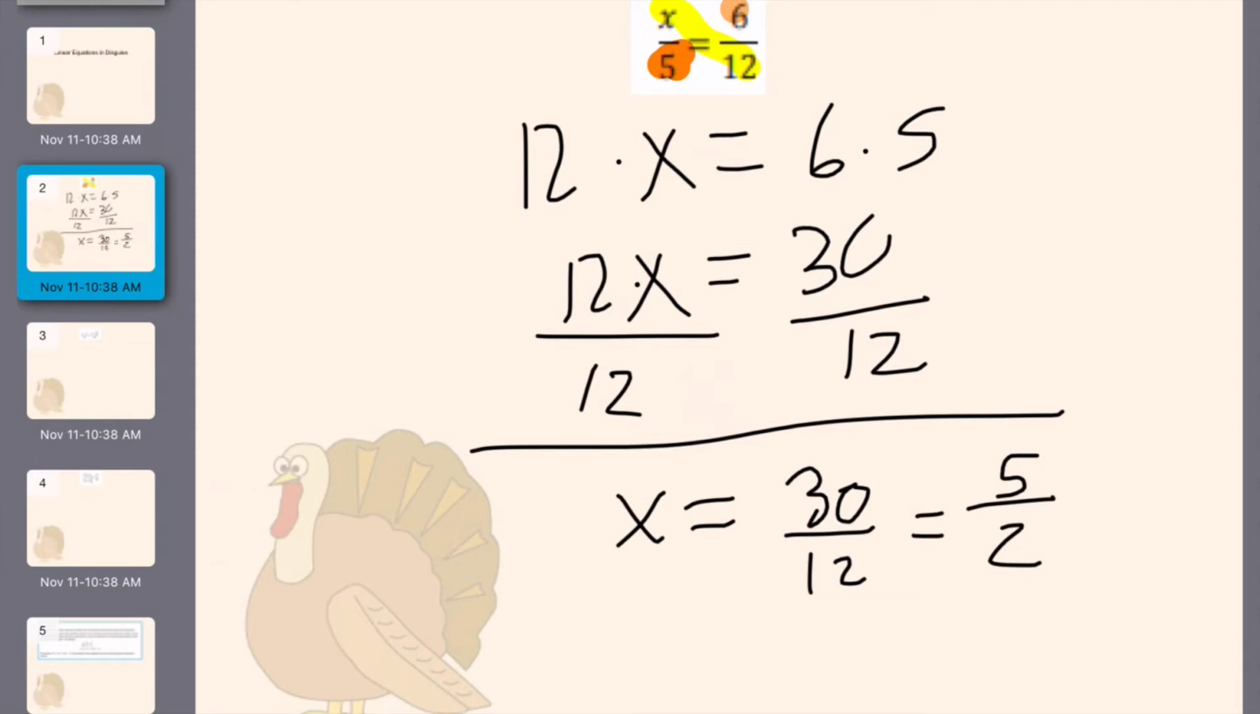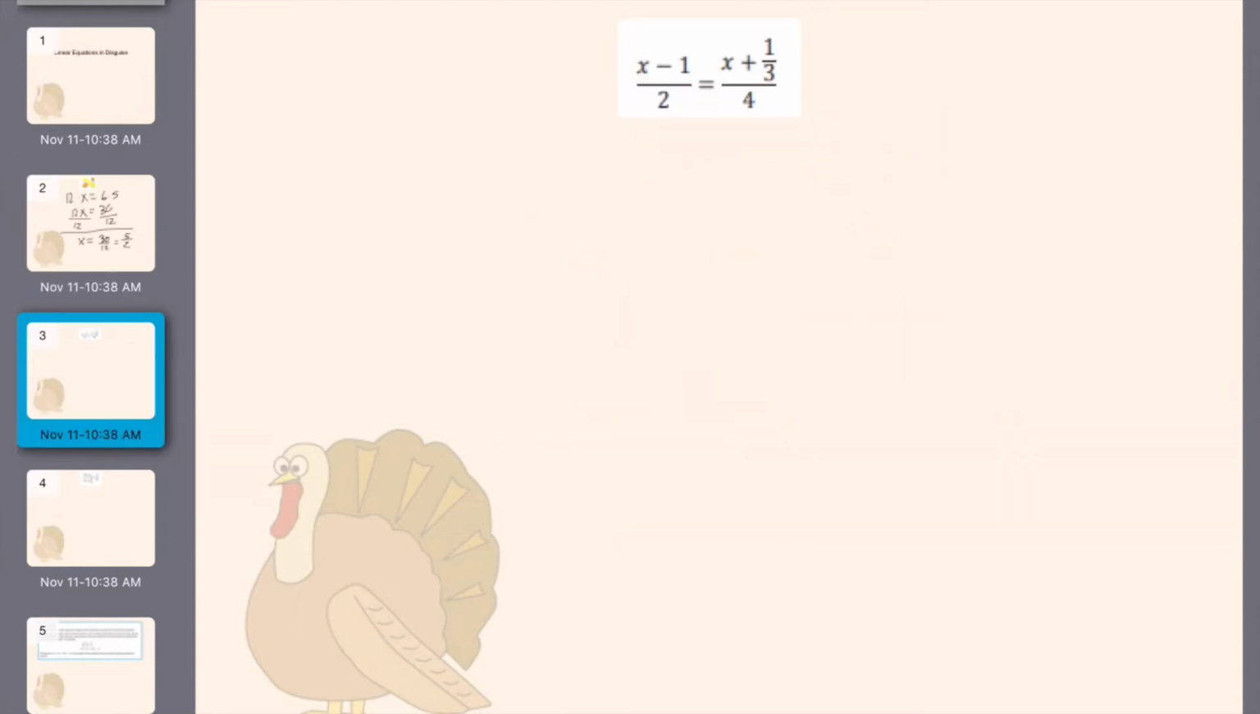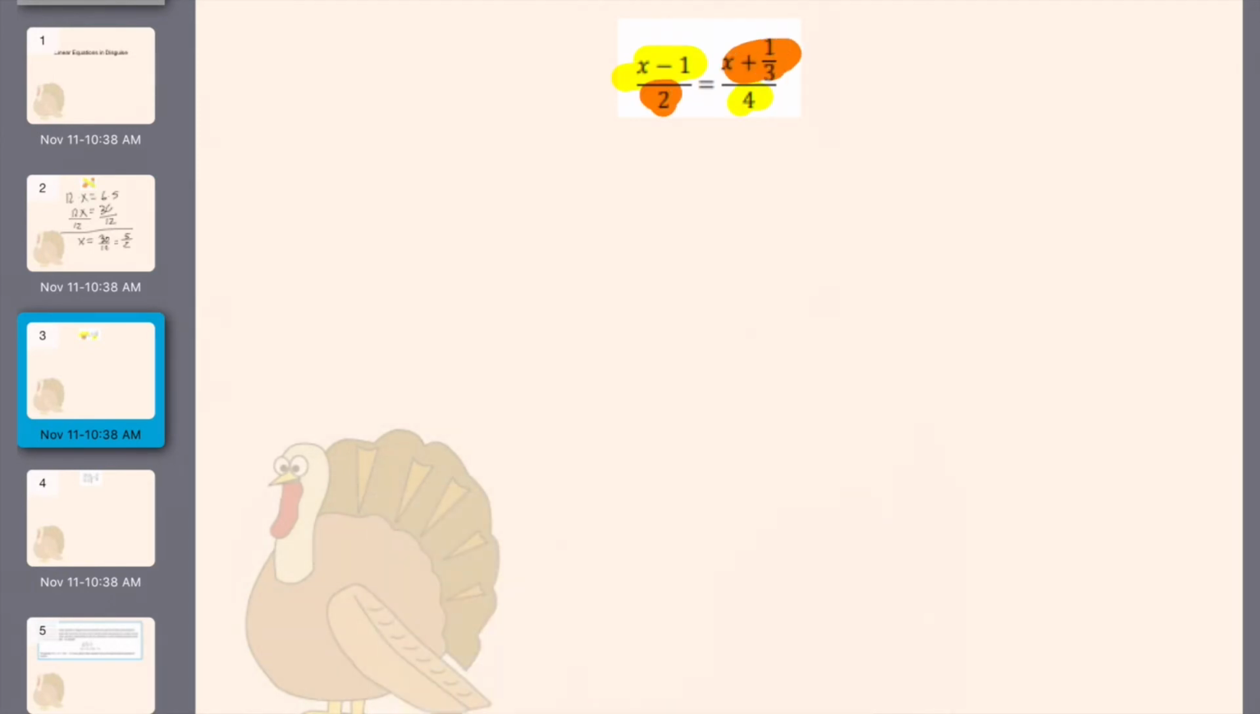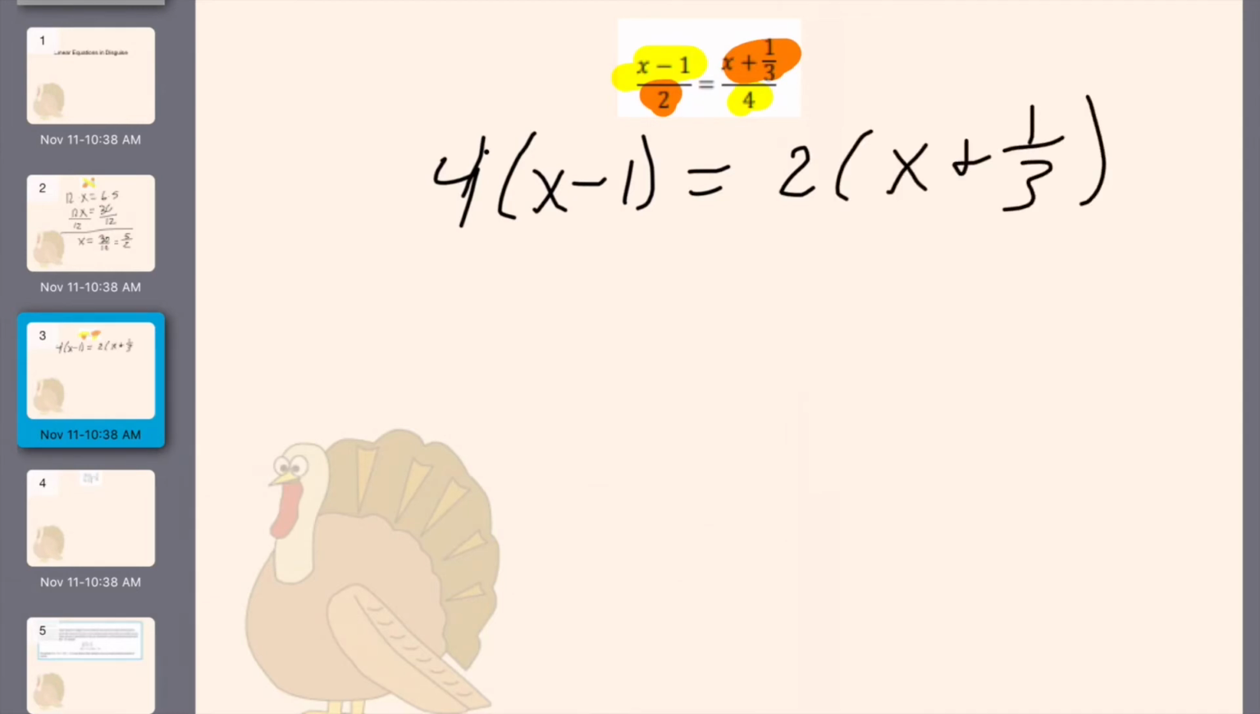I've got a couple more examples in here that are a little bit trickier that I think it's going to be helpful for you to see. In our next example, we have now expressions with x on both sides. And this is where we have to bring in our idea of the distributive property. Highlighting what's going to be multiplied, I do 4 times x minus 1 equals 2 times the quantity x plus 1/3.